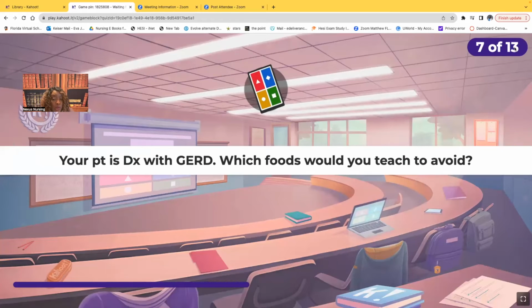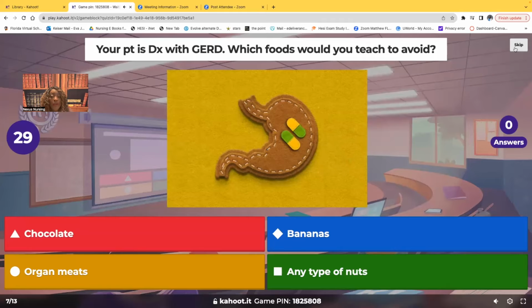Your patient's diagnosed with GERD, that's gastroesophageal reflux disease. Which foods would you teach this patient to avoid? Chocolate, bananas, organ meats, or any types of nuts?